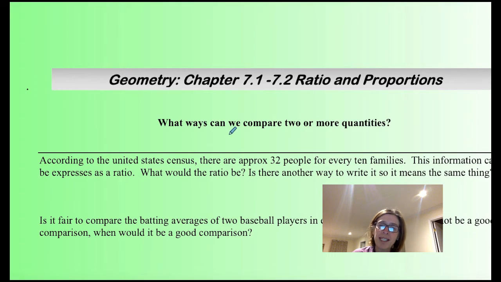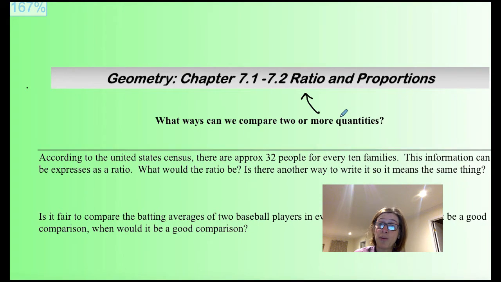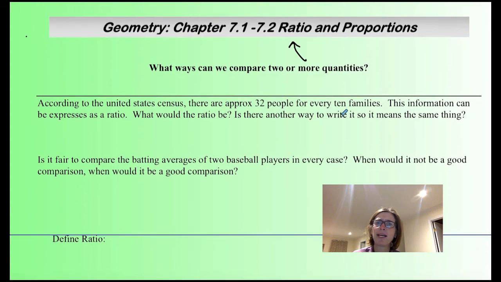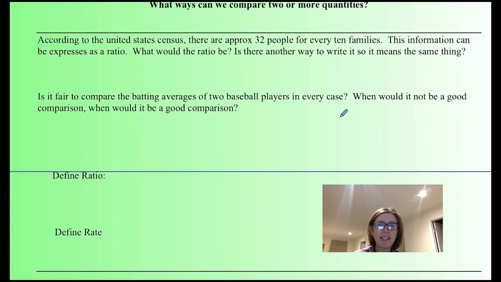So what ways can you compare two quantities? Well, you can compare them, you learned this in earlier grades, with a ratio, okay? And if you have two equal ratios, they make a proportion. So here's some examples how we can compare numbers. According to the US Census, there are approximately 32 people for every 10 families. This information can be expressed as a ratio. What would the ratio be? Is there another way to write it so it means the same thing? So I'd like you to write what you think the ratio would be.